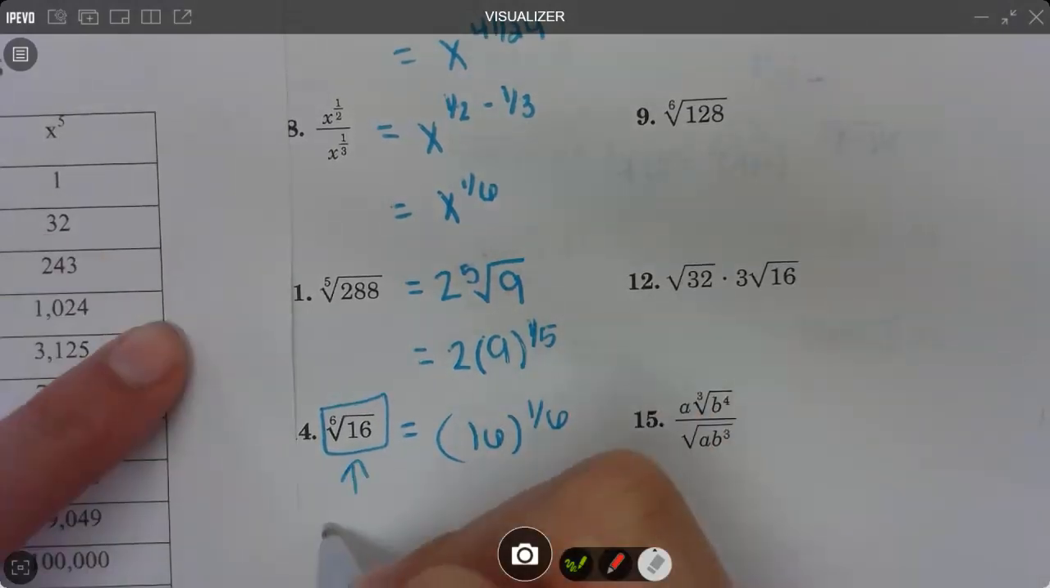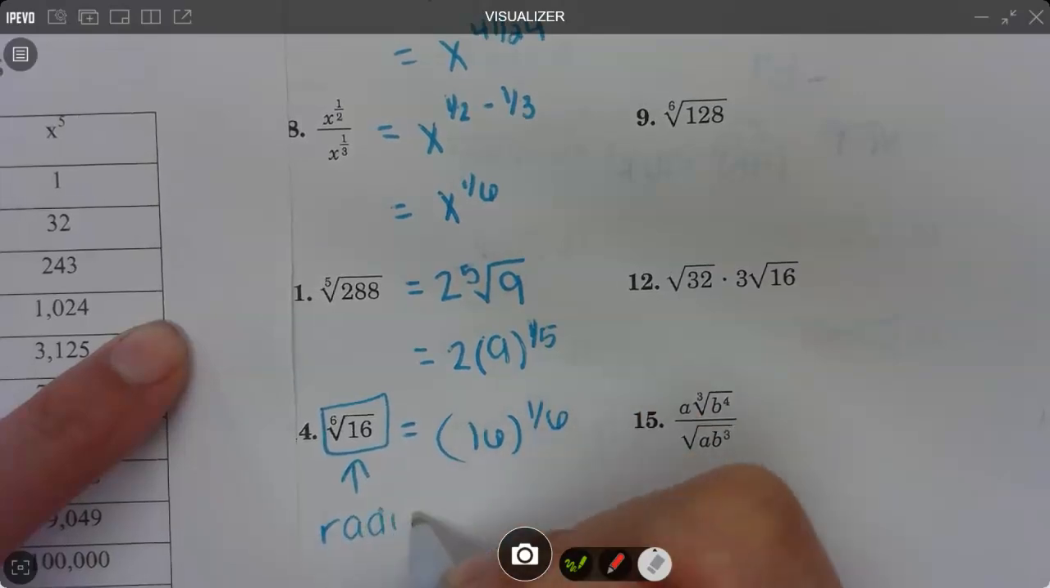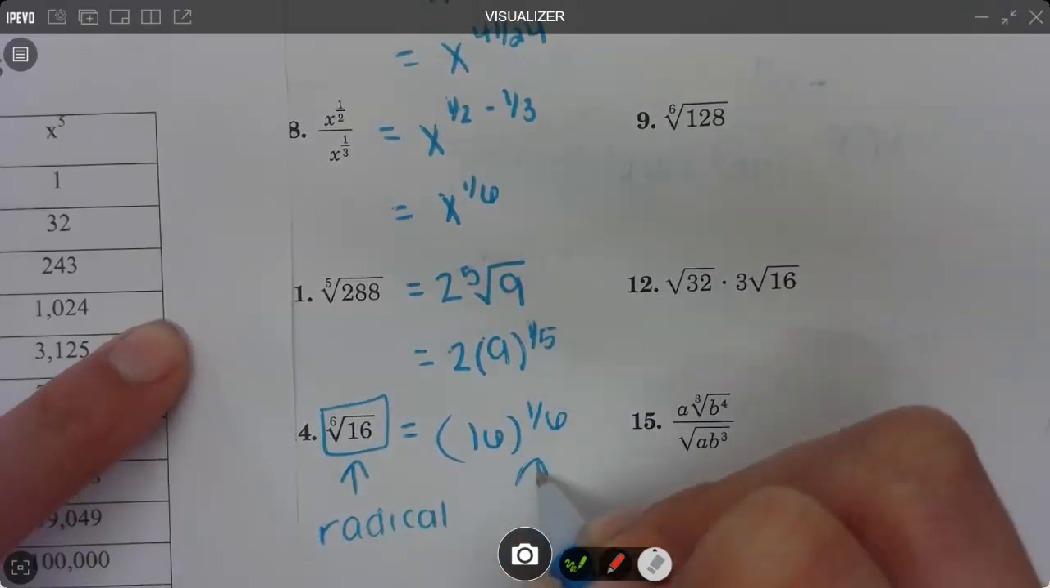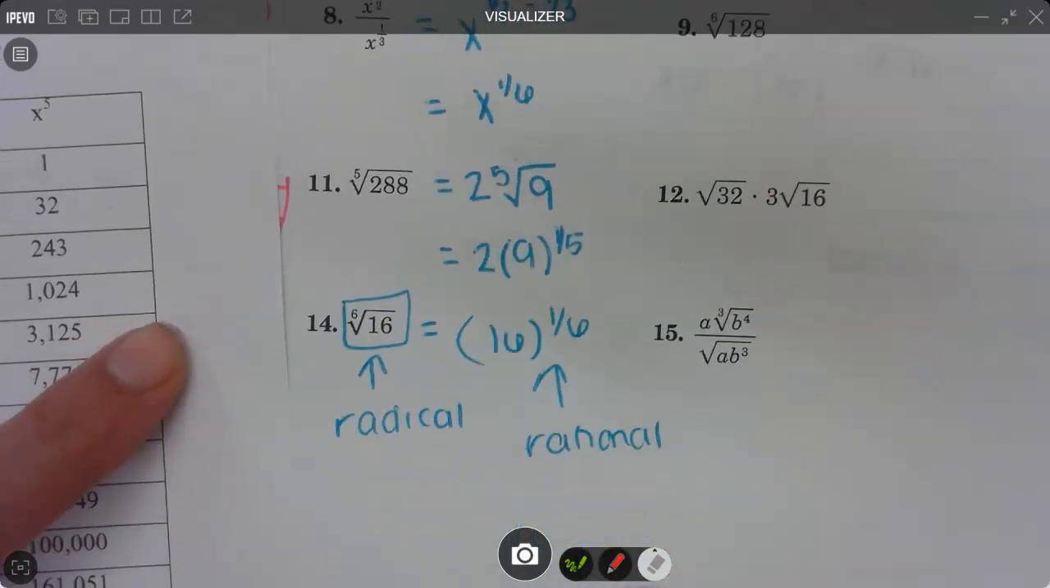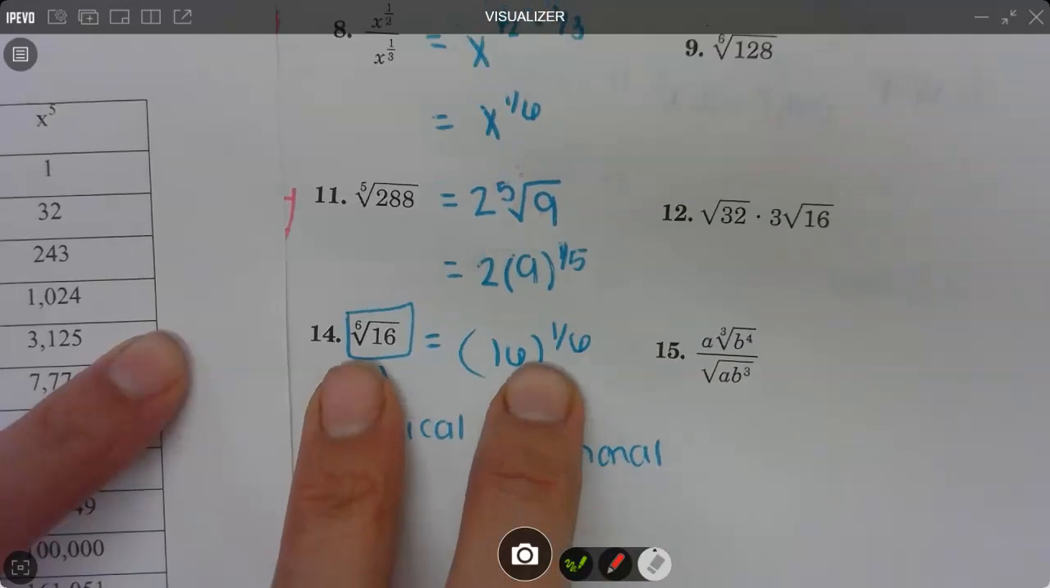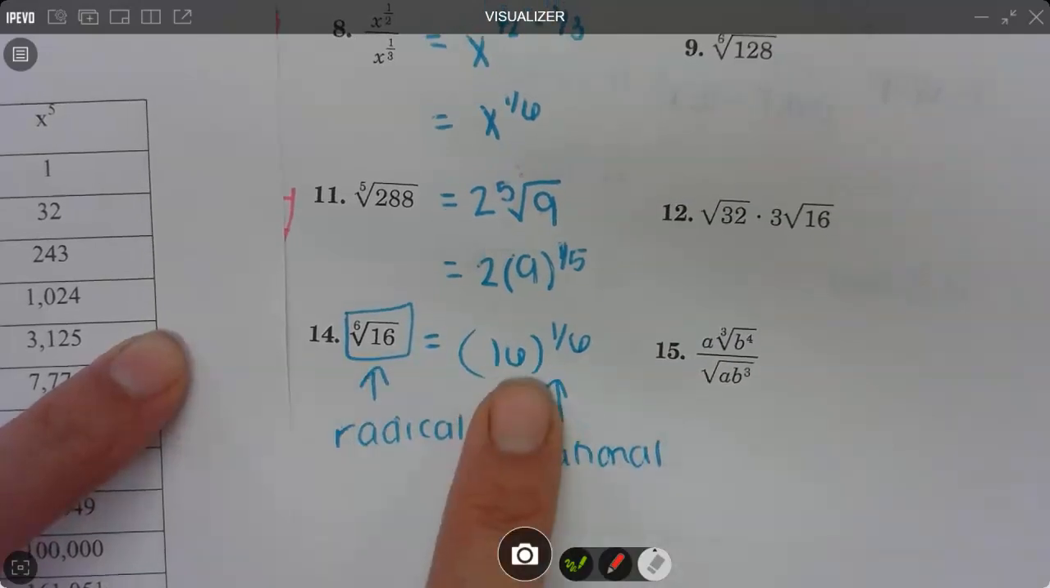So again, radical, rational. Yes, there will be a part of the test where you literally take it from this form and put it in that form.